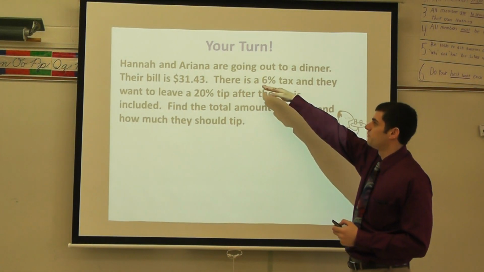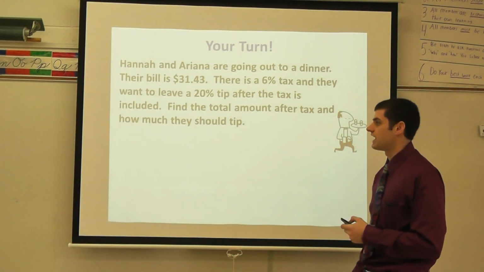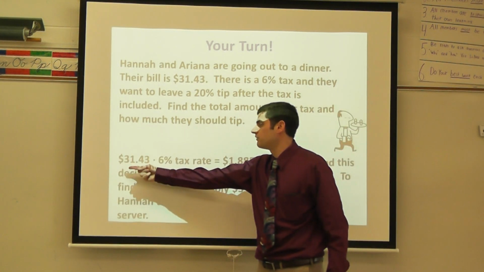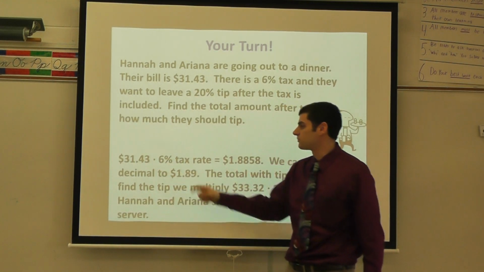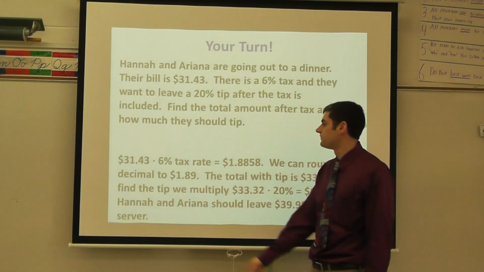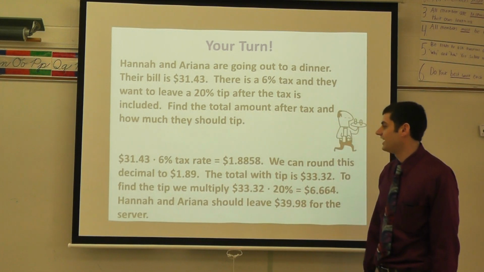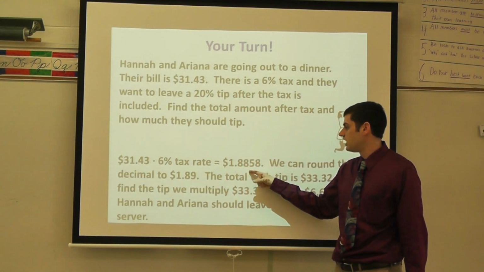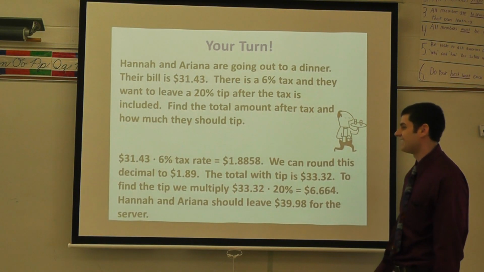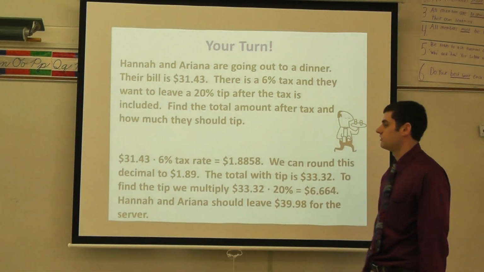So first step is I got to find out what's my total after tax. So I'm going to take their $31.43, multiply it by 6%, or 0.06, and it's going to equal 1.8858. Again, we're looking like change, so we're going to look at the hundredth place, and I can round that up to $1.89. So that's going to be their tax.